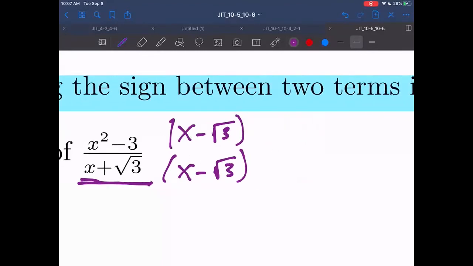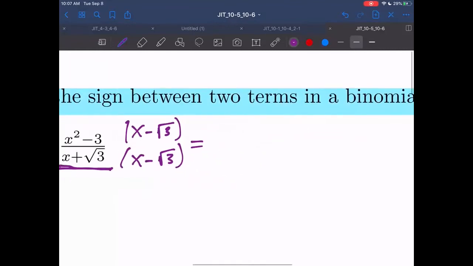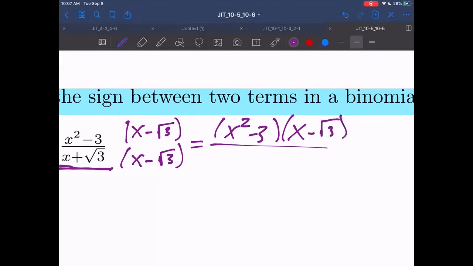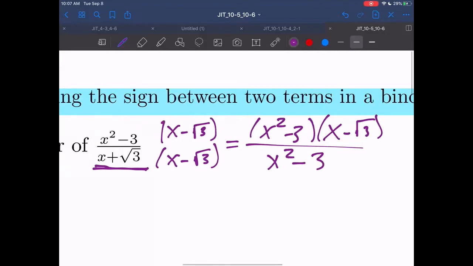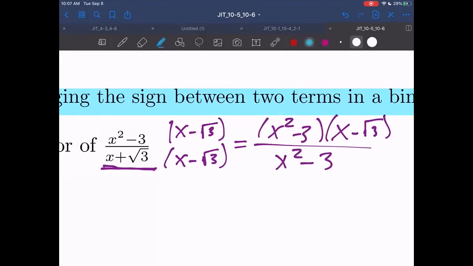And so that should give us x squared minus 3 times x minus root 3, divided by x squared minus 3. Okay, generally when you're multiplying by conjugates, whatever that first term is, it'll just be that squared, and then whatever's under the square root, it'll just be minus that, generally.